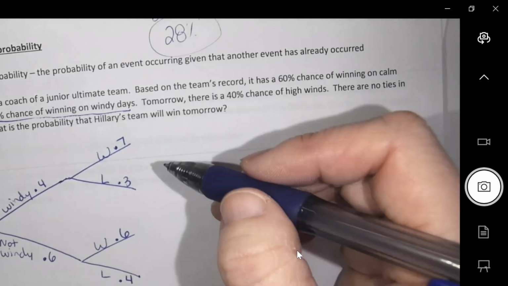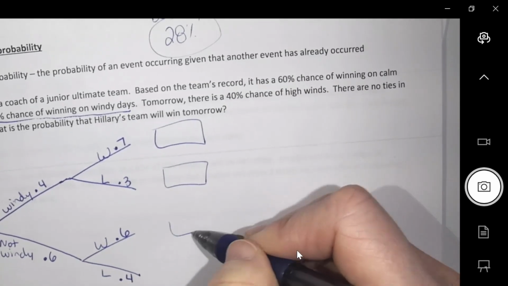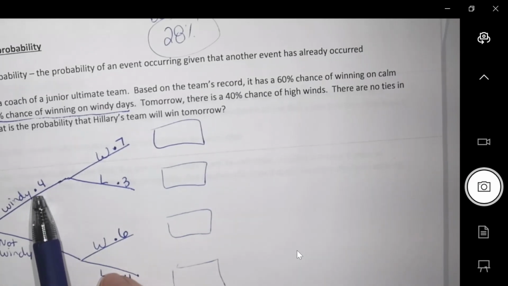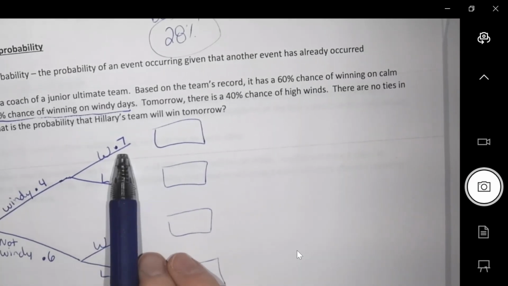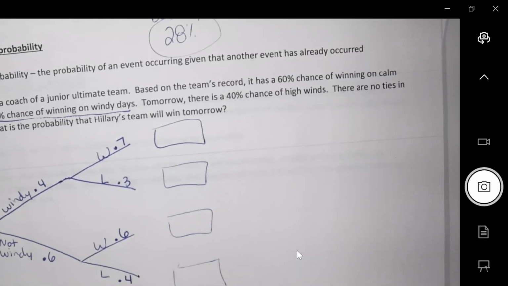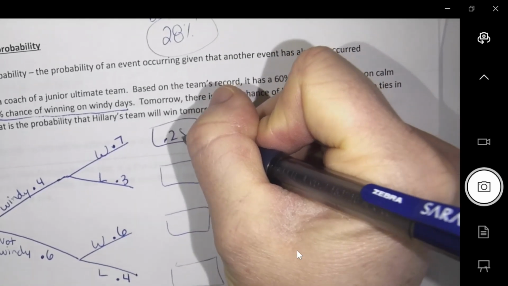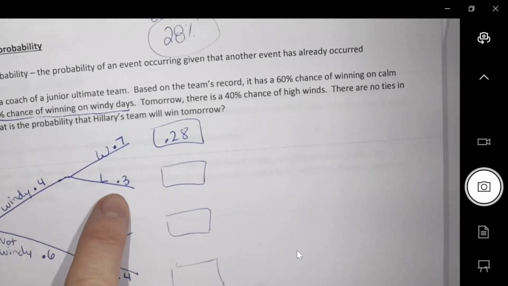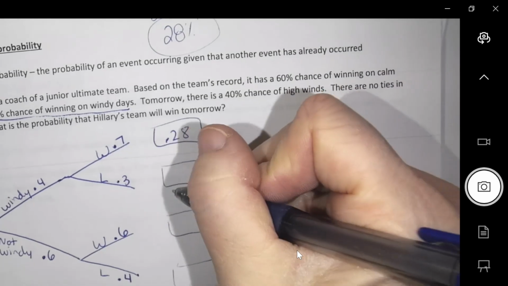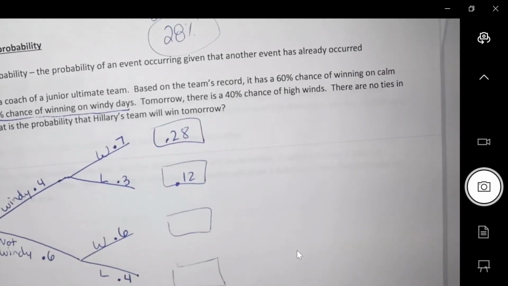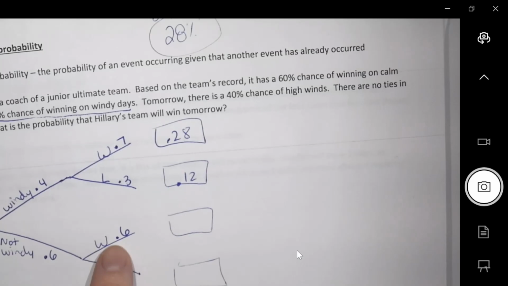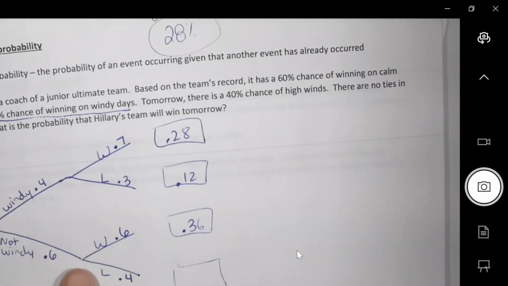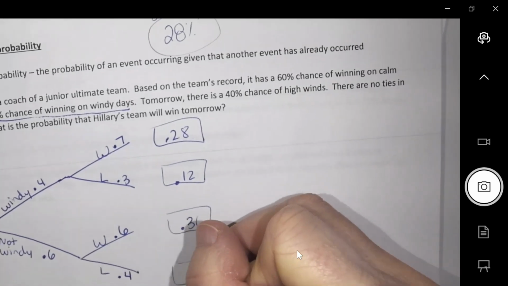Okay, so you have four outcomes. We're going to multiply. 0.4 times 0.7 makes 0.28. 0.4 times 0.3 makes 0.12. 0.6 times 0.6 is 0.36. And 0.6 times 0.4 is 0.24.